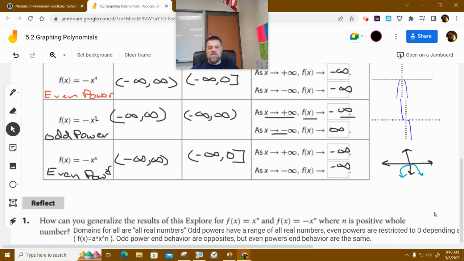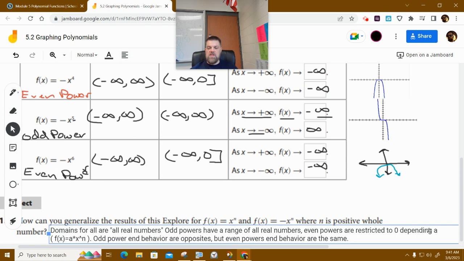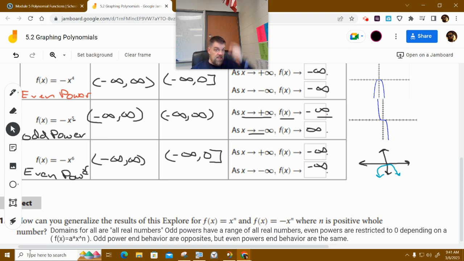So let me explain what I said. The domains for all of them are all real numbers. The odd powers have a range of all real numbers. The even powers are restricted to 0 depending on A, if A is positive or negative. I should say depending on A. And then the odd power end behaviors are opposites. So if it approaches negative infinity on one, then it's positive infinity on the other, right?